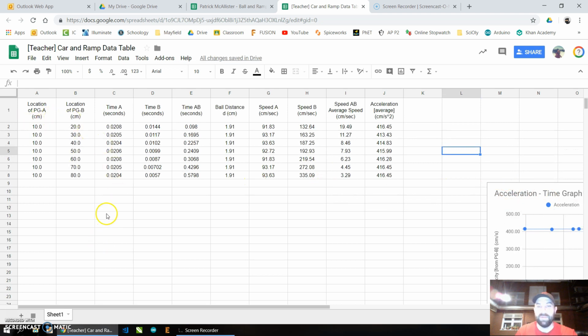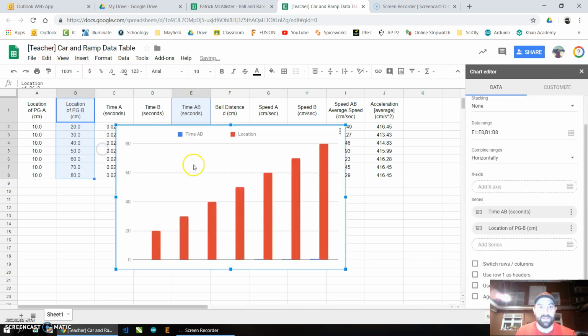And so if we want to build a position time graph, we're going to need to do that by very carefully selecting the pieces of data we want. First, I'm going to get the time, and then I'm going to get my position. So that's where the photo gate was. I'm going to hold down Control, select that, and then say Insert a chart.